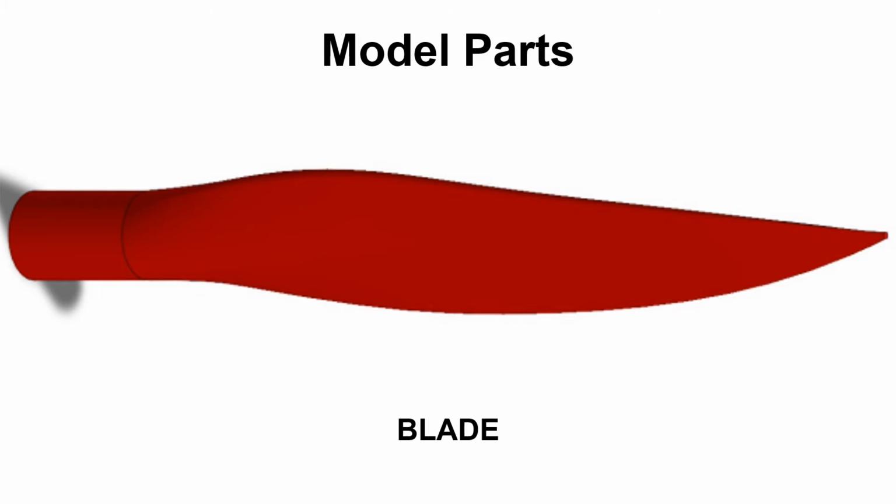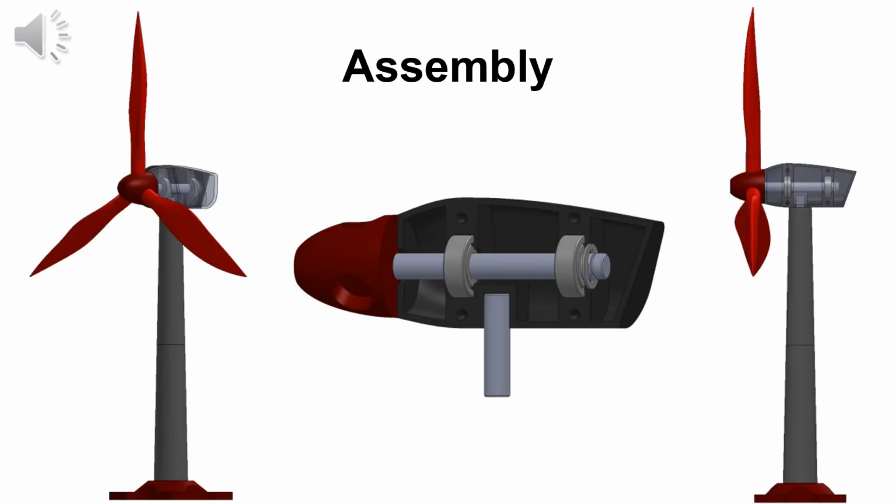The fifth and last main part of the wind turbine would be the blades. To achieve the shape of the blade, we have to use reference geometry and sketch on 7 separate planes and connect each sketch using the lofted boss base feature of SolidWorks.